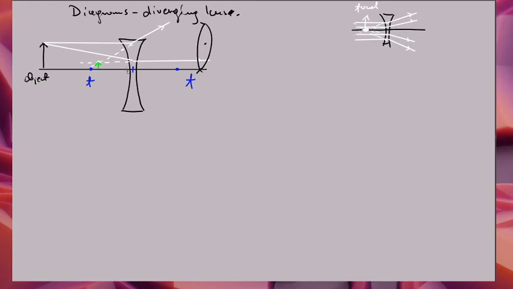So this diverging lens will make things look smaller. And in case you're wondering, well, that's just 2 rays of light. That couldn't possibly give me an image. Well, what you would do is you would draw more of these rays of light.